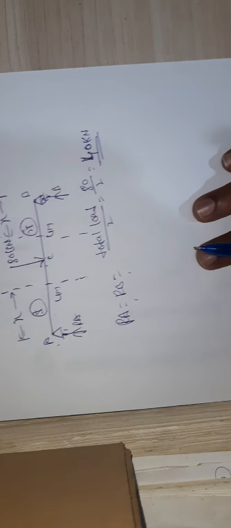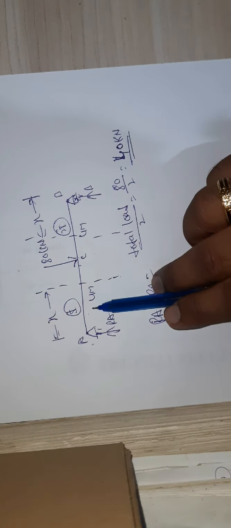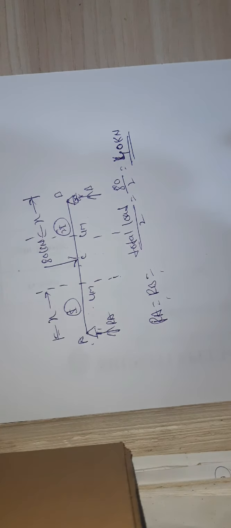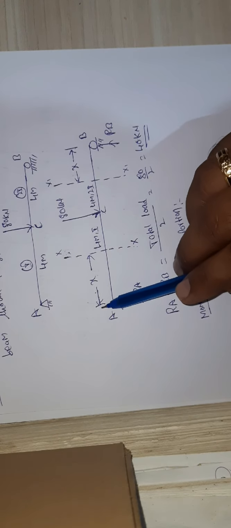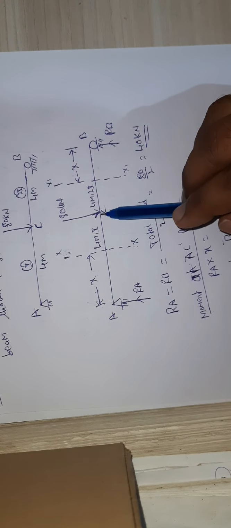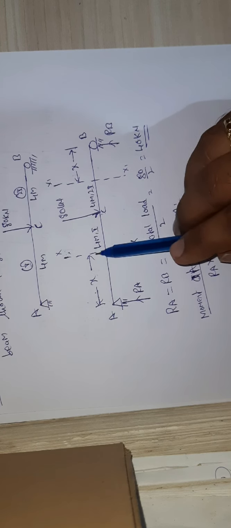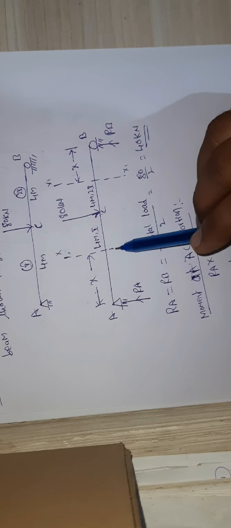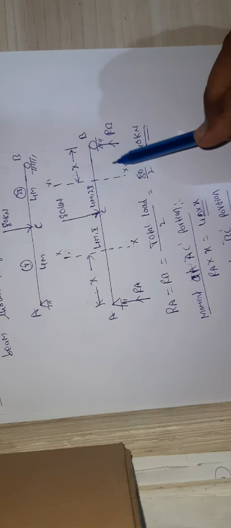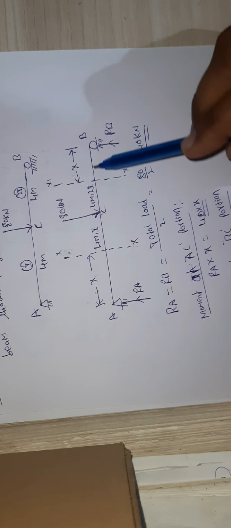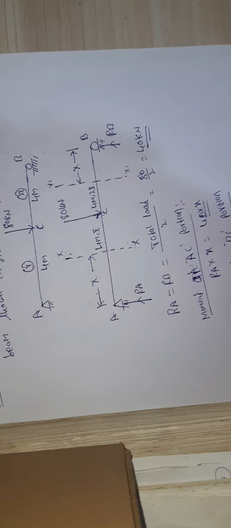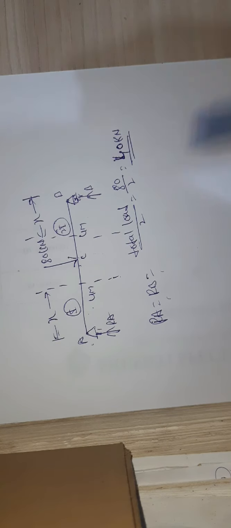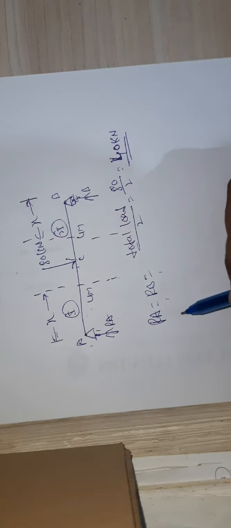Now our next step is to find out the moment at these sections. You need to find out the bending moment in the AC portion, the bending moment at a section. Similarly, you need to calculate the bending moment in the BC portion at a distance x. The same thing I'm doing here, guys. Please let us calculate the bending moment.